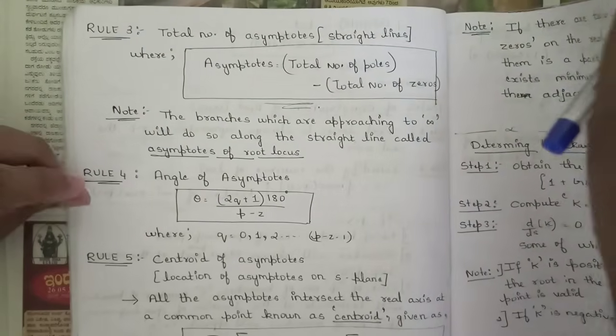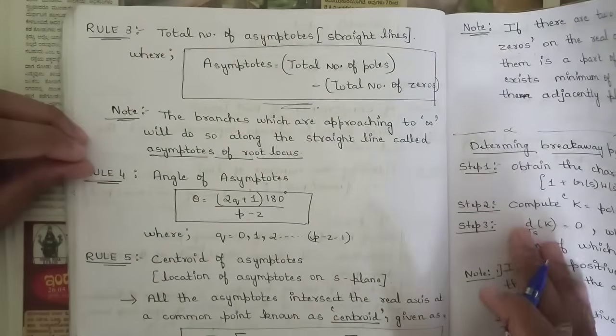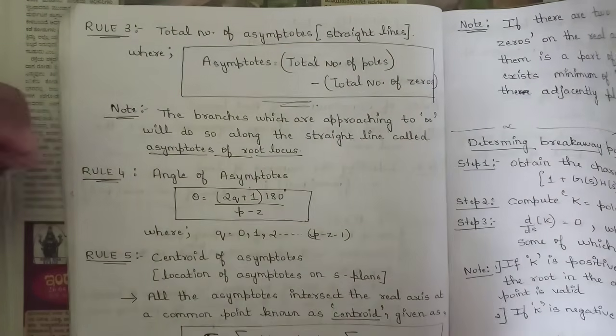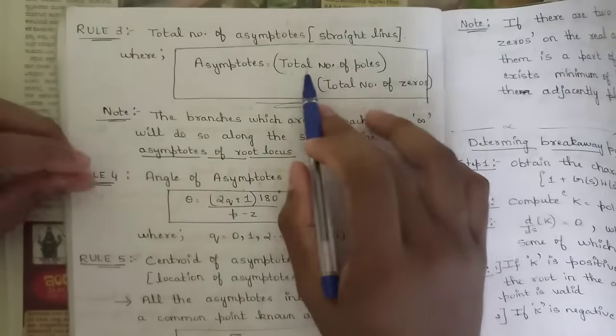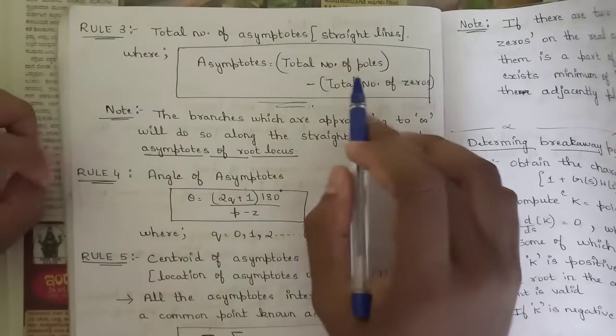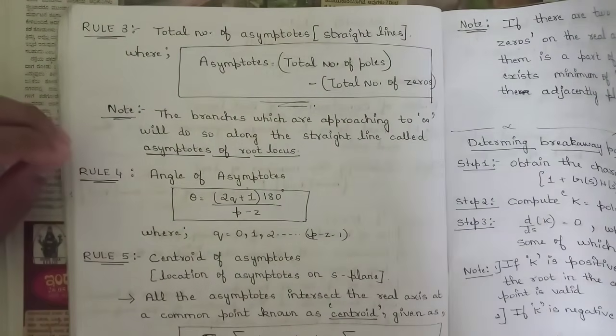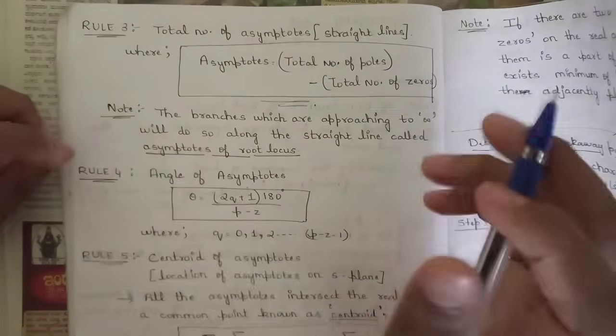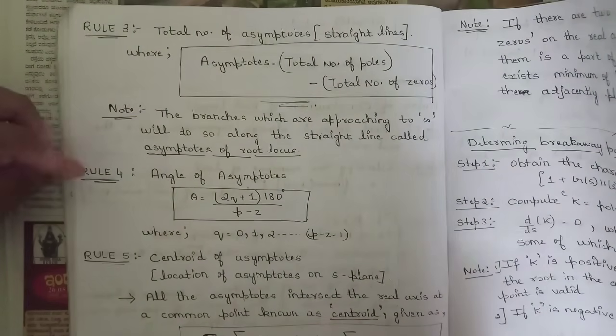Okay, for that case we are drawing these straight lines, and they are called asymptotes. So now, how do we calculate the number of asymptotes in a particular problem? We can calculate the number of asymptotes by the total number of poles minus the total number of zeros. That gives us the number of asymptotes, or the number of straight lines we have in the plot.